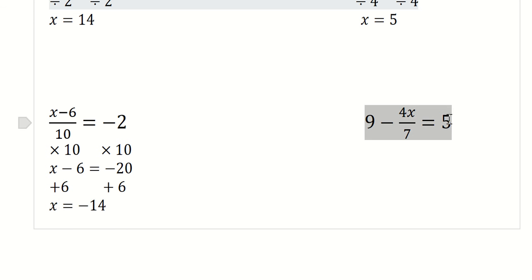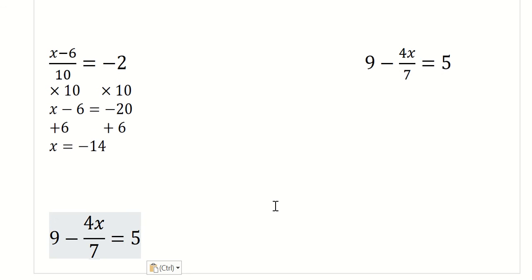Last question. I'm actually going to move this one because it's going to make it easier if I type it down here. Okay, so last question. 9 take away 4x over 7 equals 5. All right, I want you to look at this and decide what is the loneliest number? What's the weakest number, the one that's easiest to get rid of?